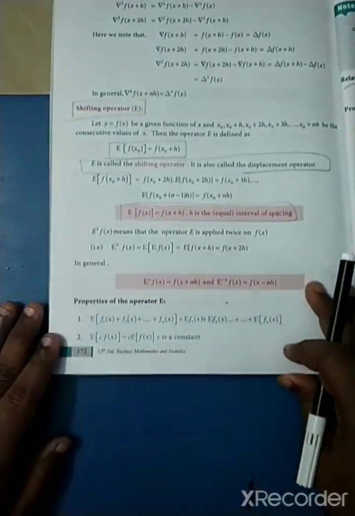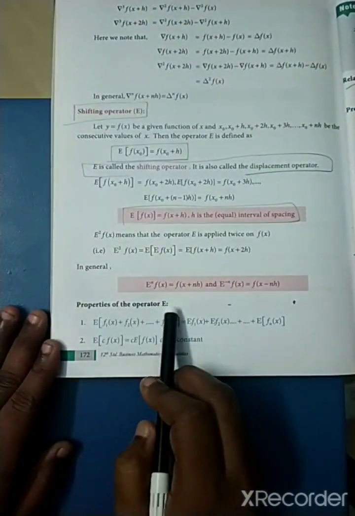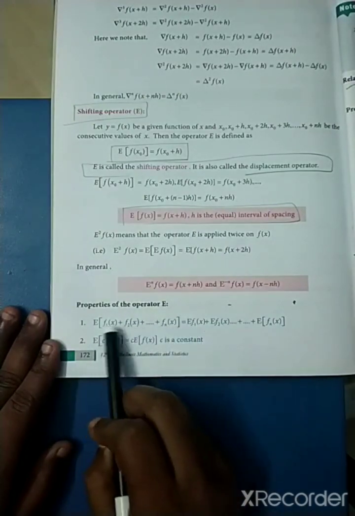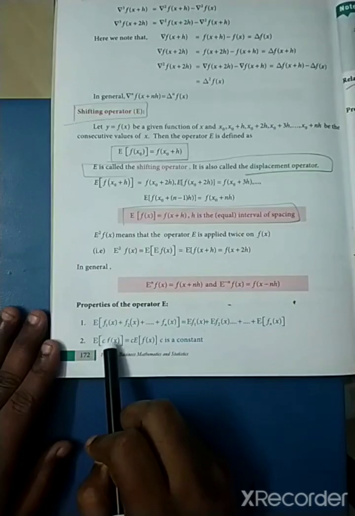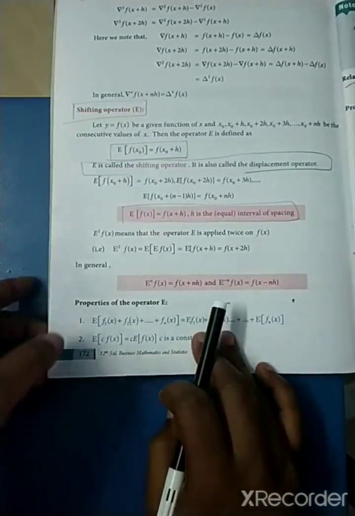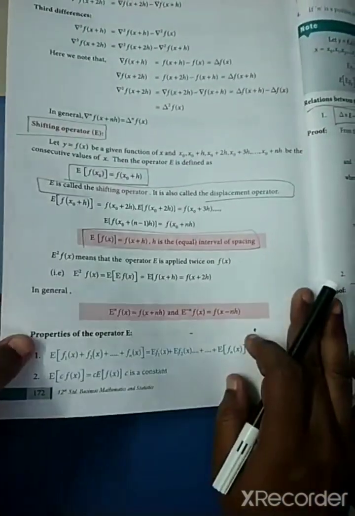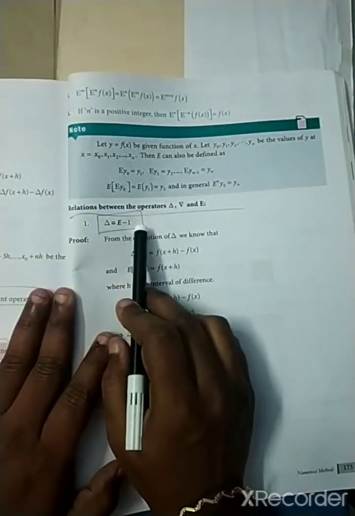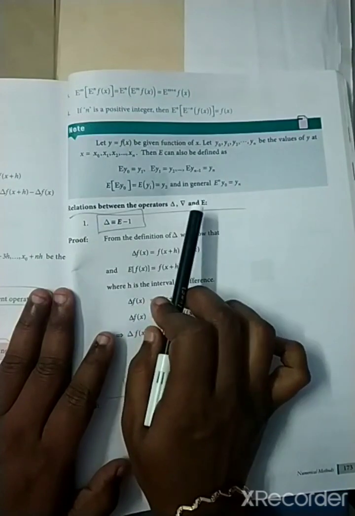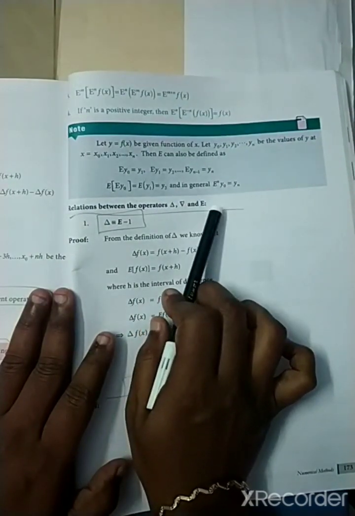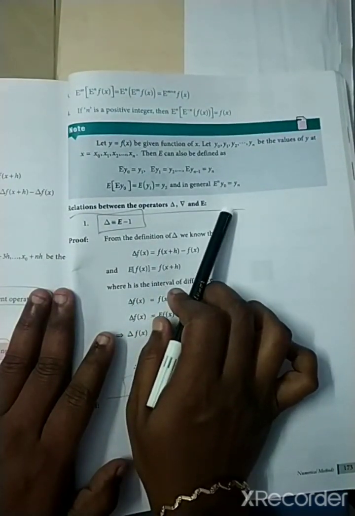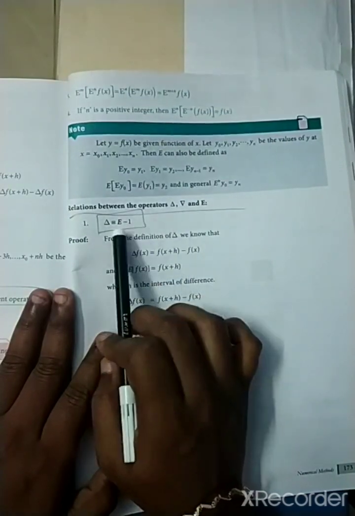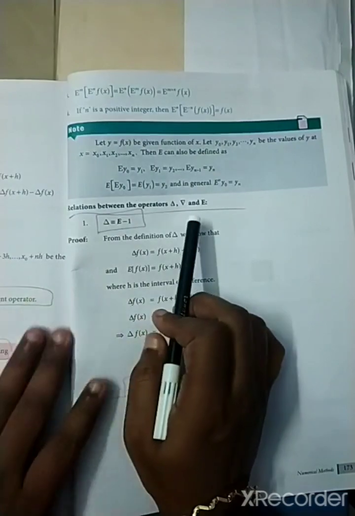Now again we have the properties for our shifting operator. We can split the functions according to the operator, and if there's a constant, I can remove the constant to the outside, and then I can use the formula. Then the relations between the forward operator, backward operator and the shifting operator. These three are very, very important. Delta is equal to E minus 1.